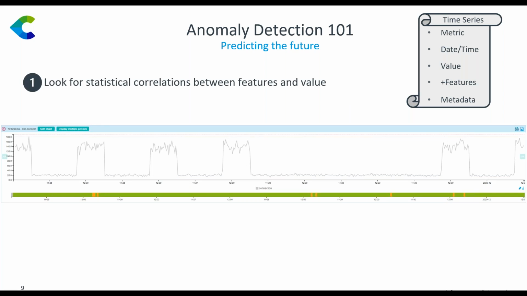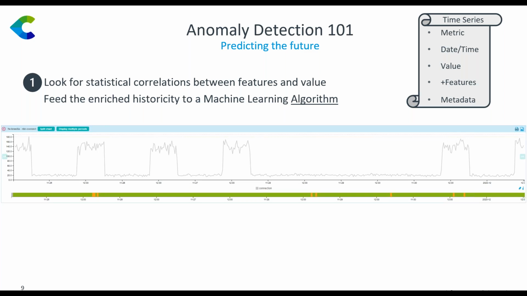So what do we mean by looking at the future? Well, to do that, we look at statistical correlations between the value we observe and the features that may have contributed to determining this value. And this is where the magic starts to happen. This is where all the work is done. And this is done by what we call the algorithms. So this is where the real machine learning in itself starts off.